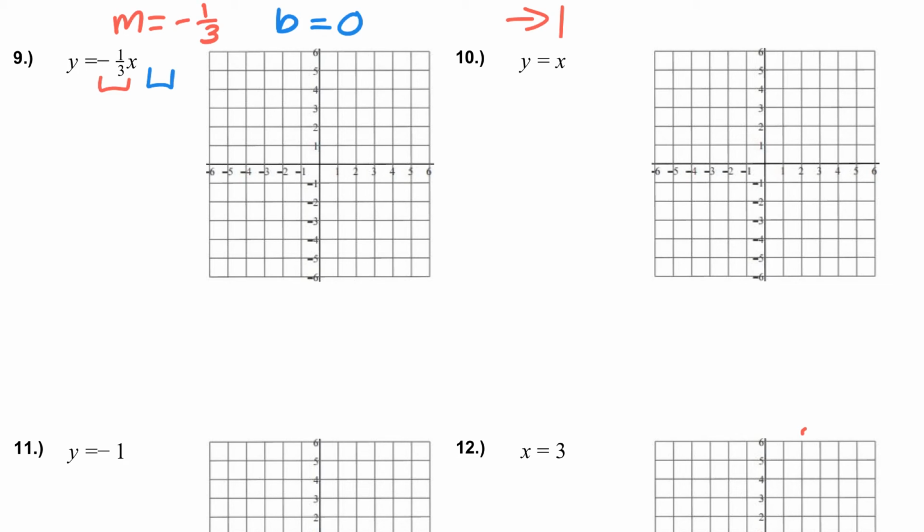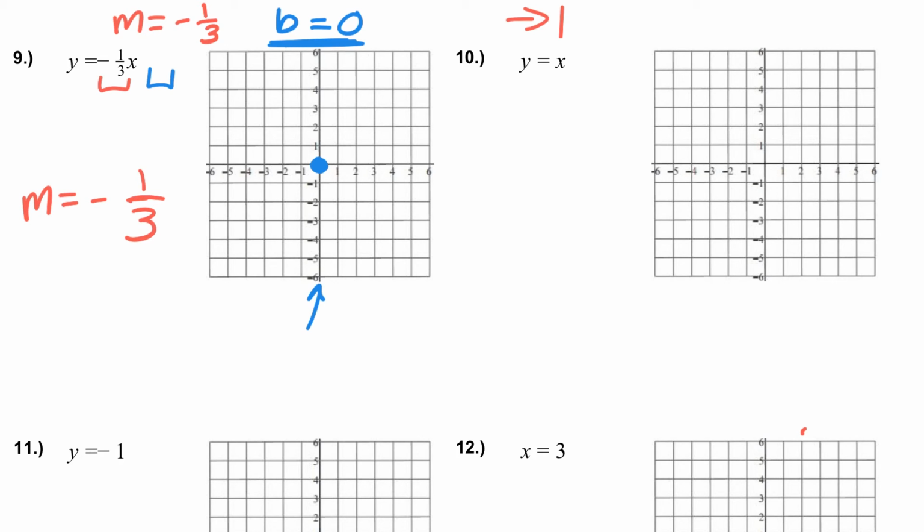So let's go ahead and graph this now. We always start with our y-intercept, so we're going to graph on the y-axis. Where is 0 on our y-axis here? Well, here's our y-axis. There's 0. There's our first point. Now let's take a look at our slope. M is equal to negative 1/3.